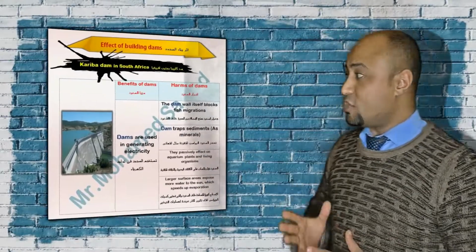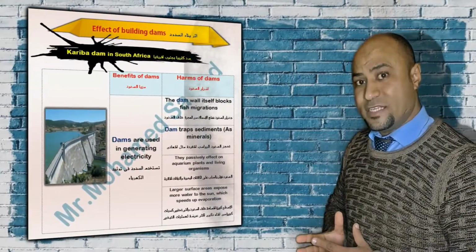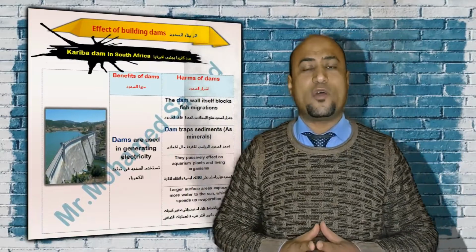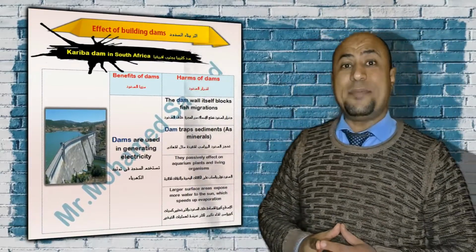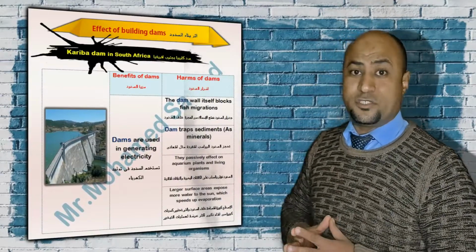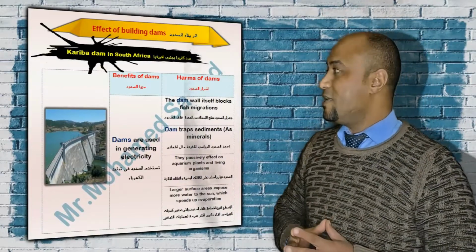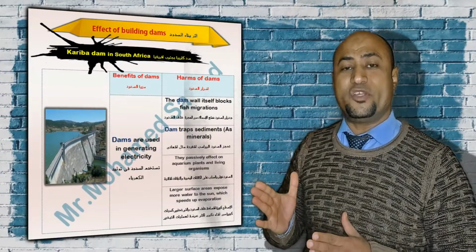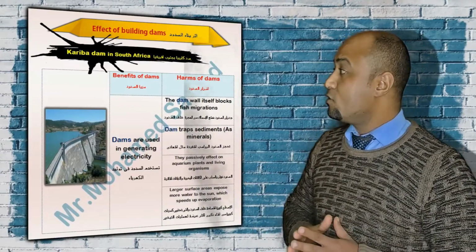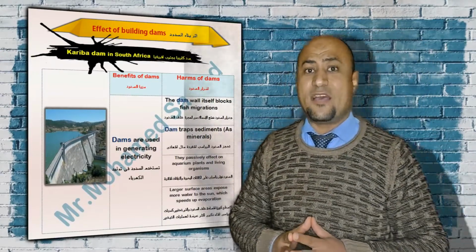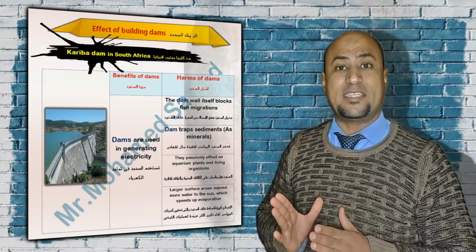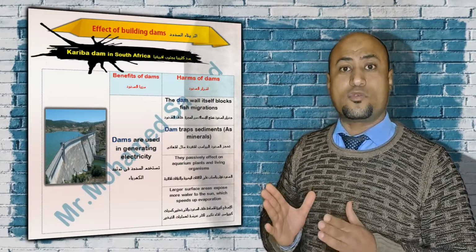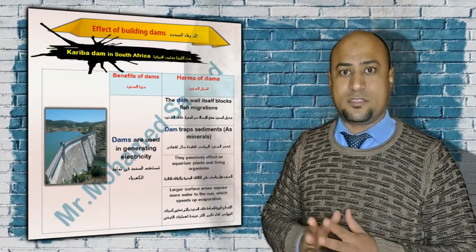Also, dams have a lot of benefits, such as generating electricity. They also have a lot of harms. For example, number one, they block migration of fish. Number two, they trap sediments or minerals behind the dam. Number three, they negatively affect aquatic living organisms and fish, and also aquatic plants.